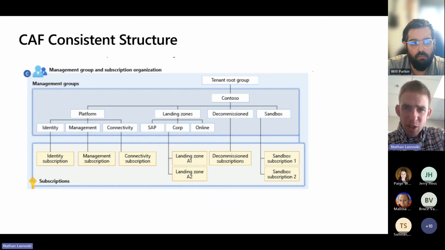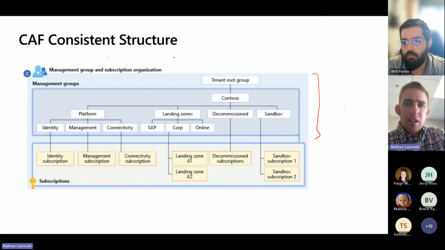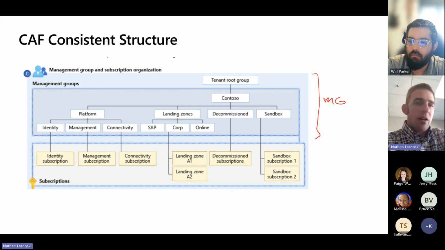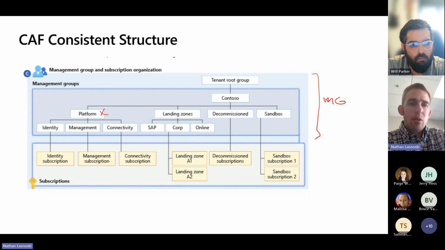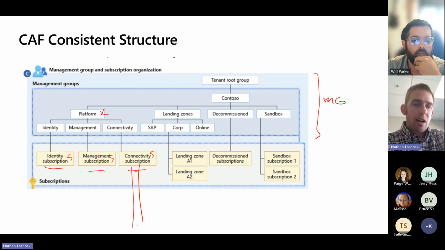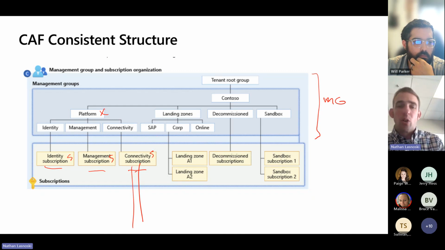So what you can see in this picture is the management group structure, which the Cloud Adoption Framework typically prescribes, which is this idea of the platform functions being in their own sets of subscriptions, as you can see below: identity management and connectivity. Connectivity meaning this is what is talking to the on-premise environment. This is the VPN. Landing zones is where your workloads actually go.